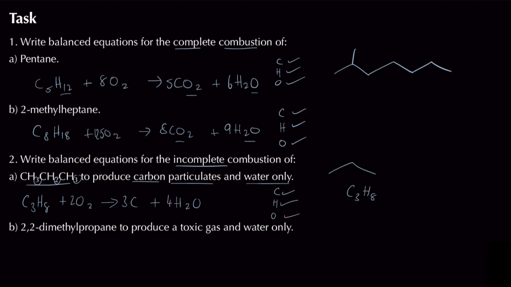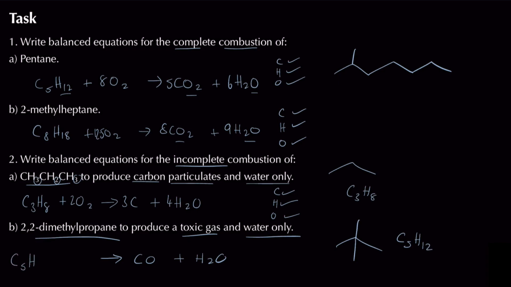Looking at the next one, we've got 2,2-dimethyl propane, and that's going to be producing a toxic gas and water only. Now in terms of this one, we know our toxic gas is going to be carbon monoxide, and we already know the formula of water as well. If you look at 2,2-dimethyl propane, what we've basically got is this structure over here, an isomer of pentane with 1, 2, 3, 4, 5 carbon atoms. So we can just go with the molecular formula of C5H2n+2, and we end up with C5H12.